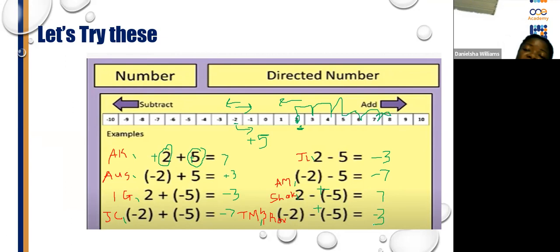Any questions so far? Go ahead. All right, I think Shakur has gotten it. All right. I'm happy that you're getting it. And I do hope that with practice, you will continue to do so.